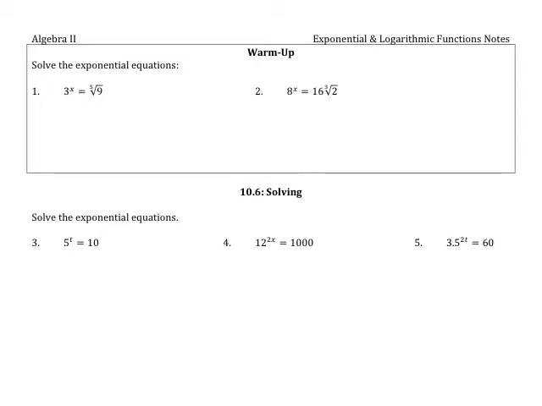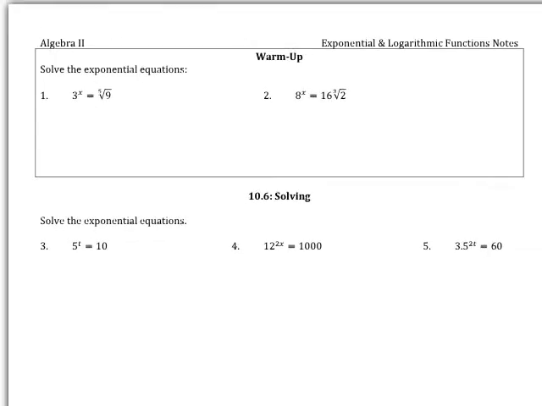A common base between 3 and 9 would be 3. So I'm going to leave the left side as 3 to the x. And on the right side, I'm going to replace 9 with 3 squared because that is equivalent value. And I will leave the fifth root of 3 squared like that.